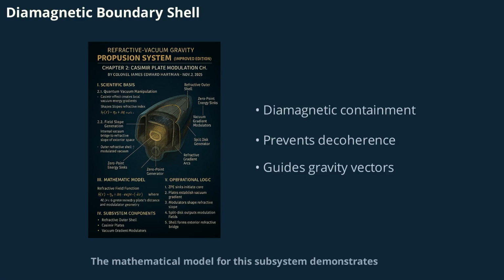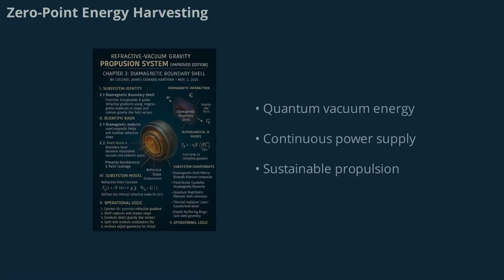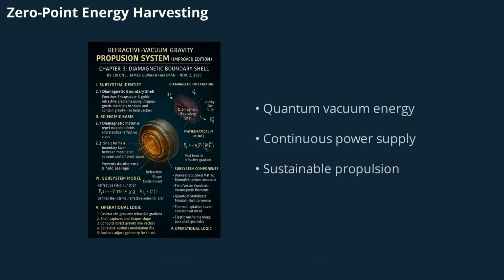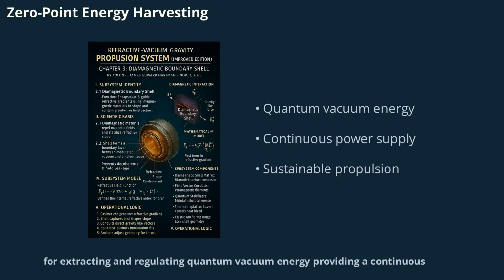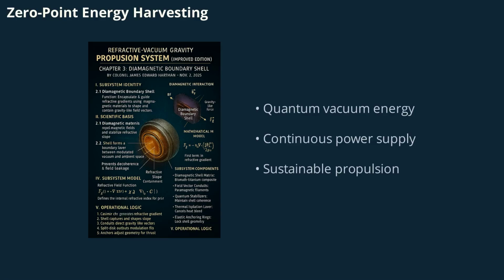The mathematical model for this subsystem demonstrates how diamagnetic field shaping and refractive gradients interact, providing a robust framework for experimental validation and further study. The ZPE harvesting core is responsible for extracting and regulating quantum vacuum energy, providing a continuous non-reactive power source for all RVG field operations. Using quantum coupling nodes and oscillatory field traps, the system captures zero-point energy fluctuations and routes them to the Casimir chamber and diamagnetic shell.